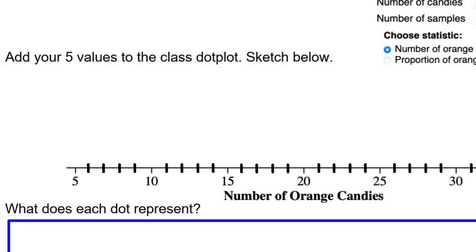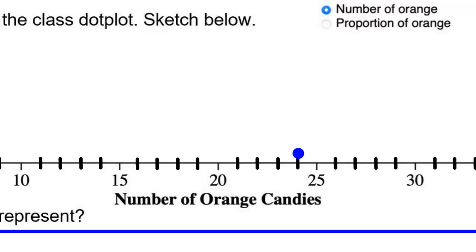Five random samples, write down how many orange candies you got. Come and start copying yours down. So you got 24, 13, 15, 21. No, you're fine. And 24. Awesome. All right.